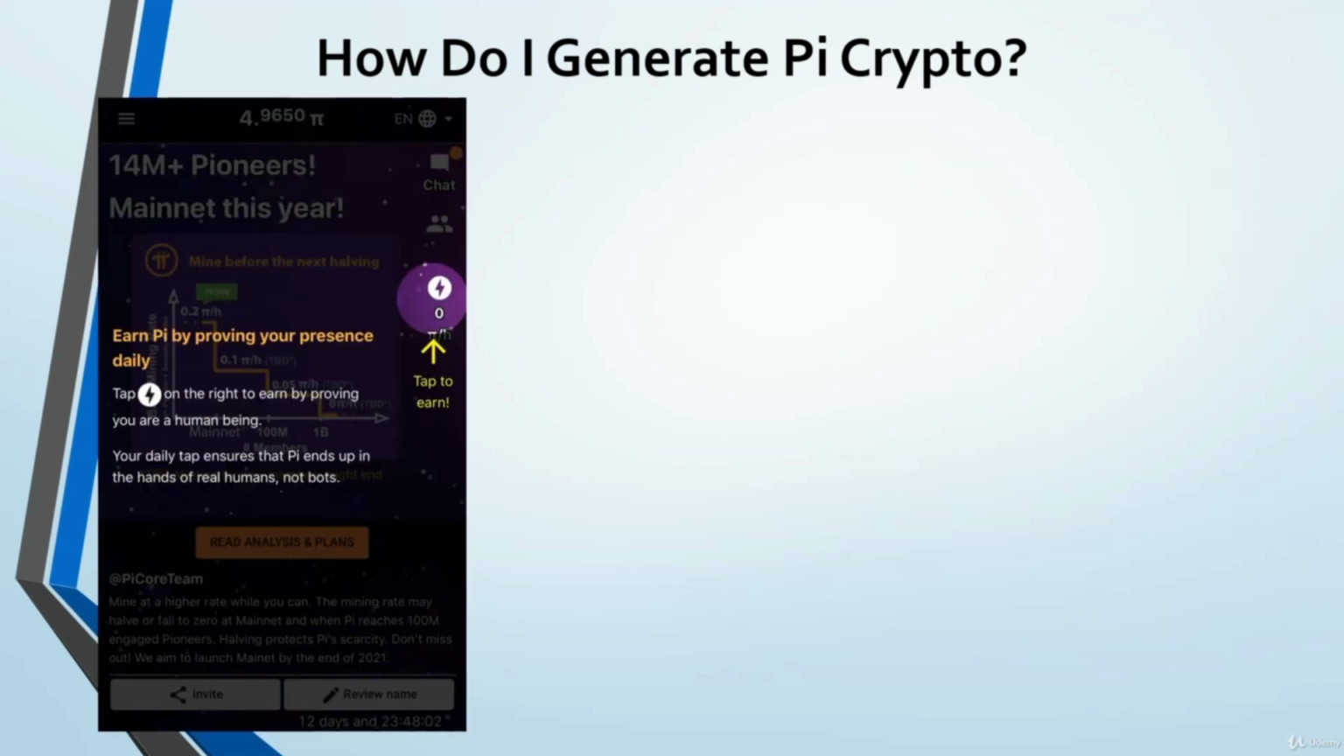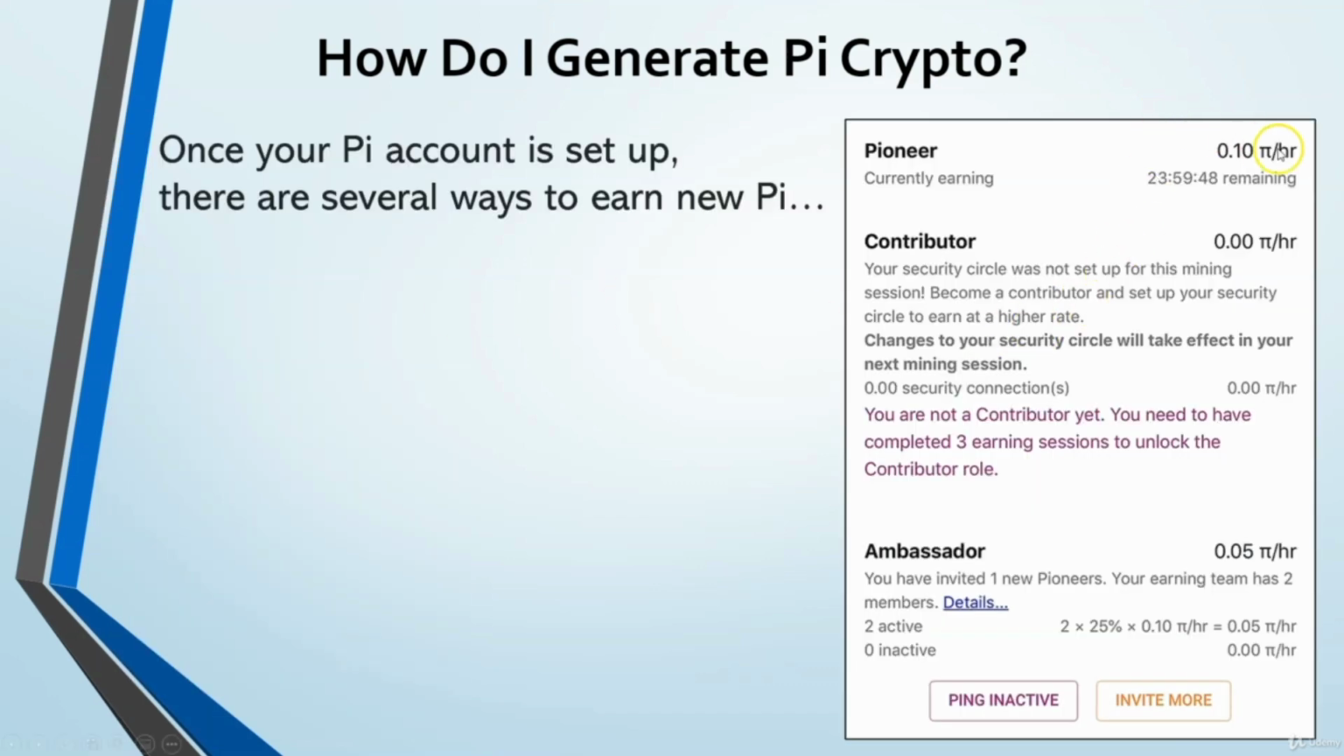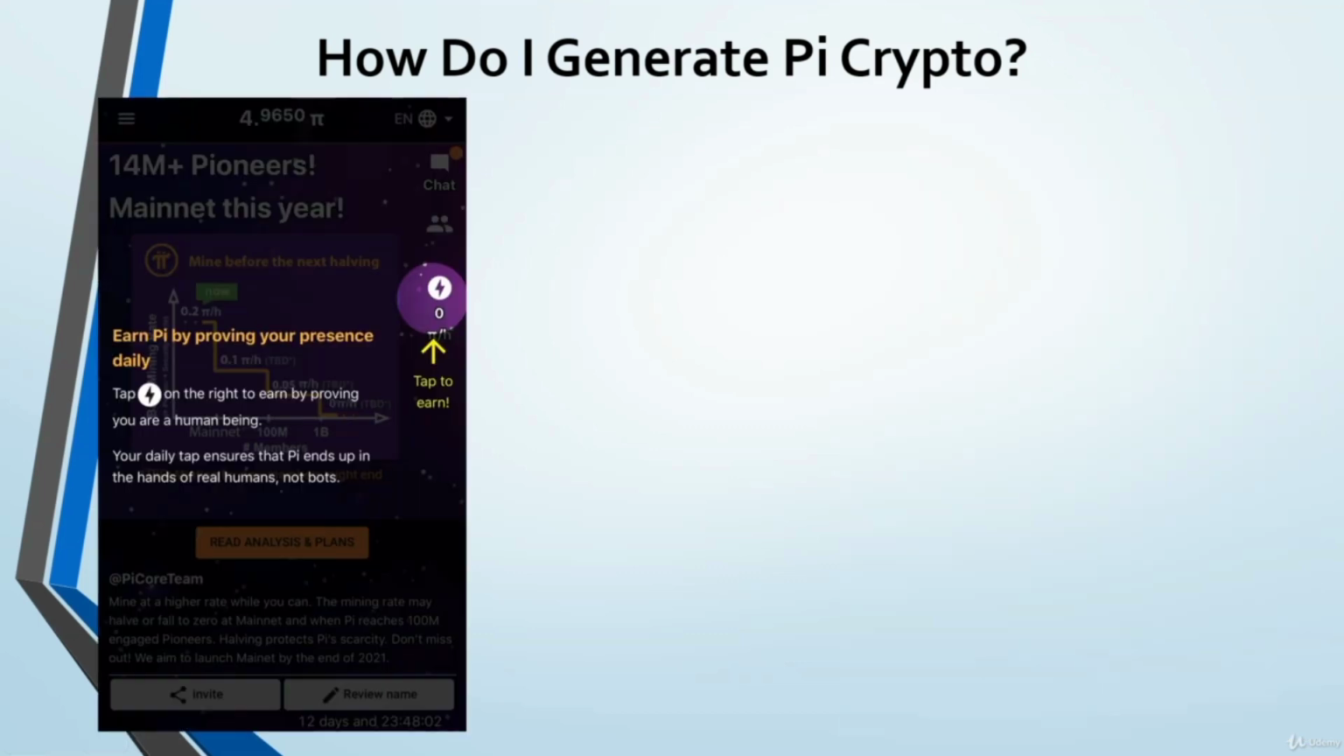So here is what it looks like when you have the Pi app open, and this is what it'll look like every day. It'll basically point the arrow and it'll say tap to earn. You're going to click this button right here, and that will earn you that amount of Pi per hour, the amount that we showed over here, based on whether you have people that are earning under you or not. Even if you don't have people, you still get this amount of Pi per hour. Every hour of the day, you're earning Pi.